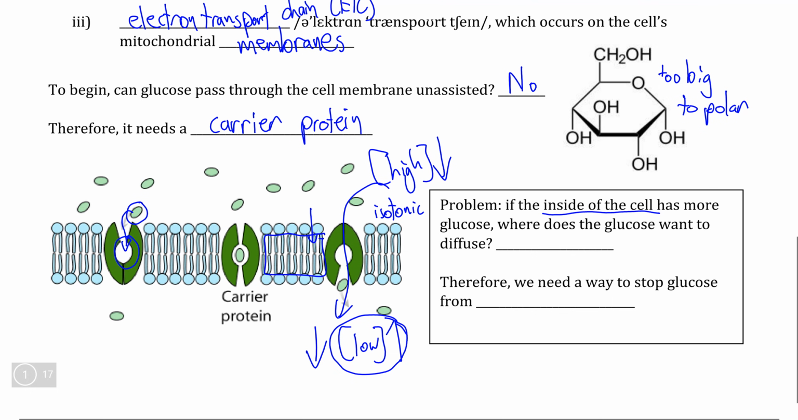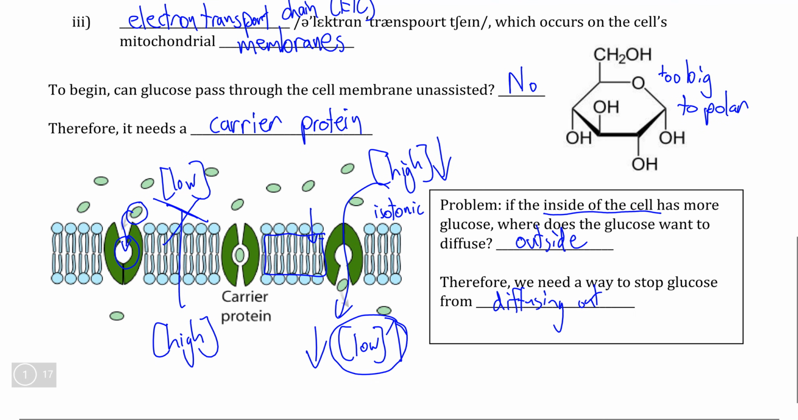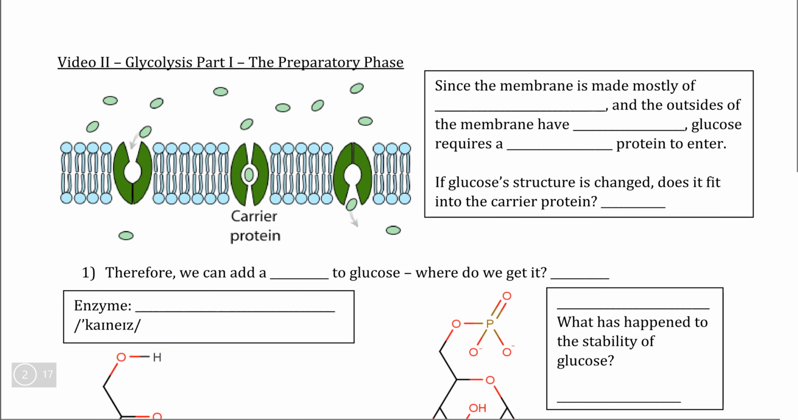So if the inside of the cell has a higher concentration of glucose than the outside of the cell, because carrier proteins are bidirectional, this means that glucose will want to diffuse outside, and this is something that we never want to happen. Therefore, we need a way to stop glucose from diffusing out of the cell. And the first process of stopping glucose from diffusing out of the cell is the very first step of cellular respiration, which is where our next video is going to pick up from.